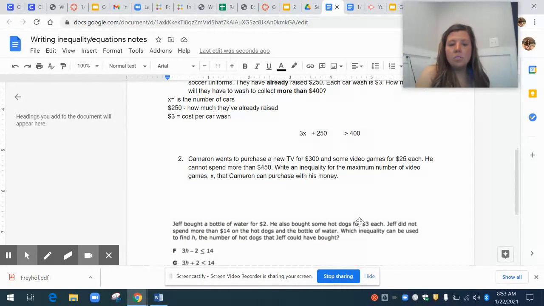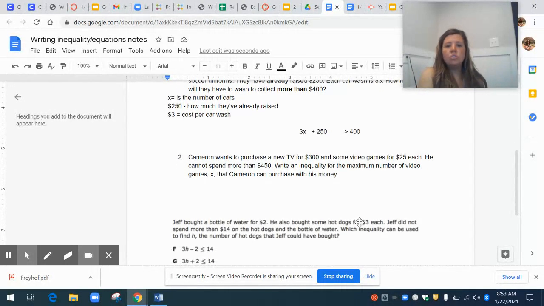Okay. Number 2 says, Cameron wants to purchase a new TV for $300 and some video games for $25 each. He cannot spend more than $450. Write an inequality for the maximum number of video games X that Cameron can purchase with his money.